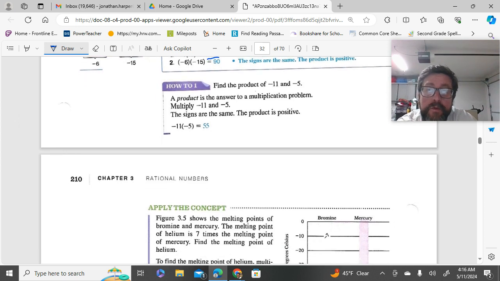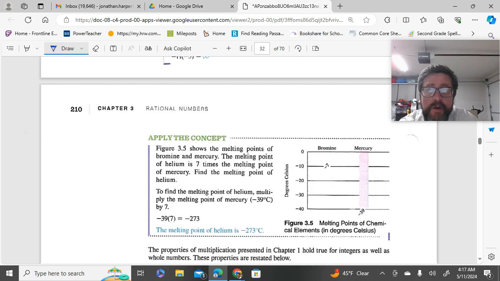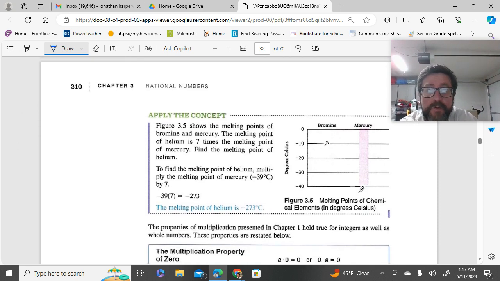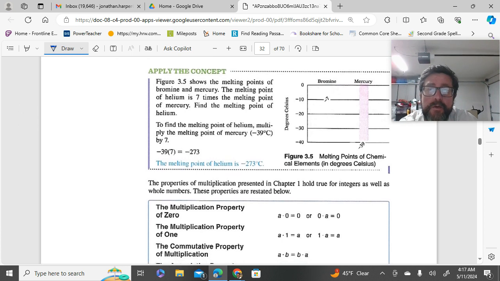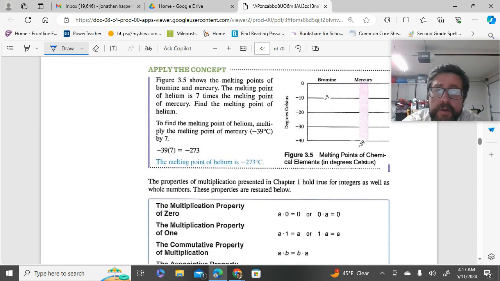A product is an answer to a multiplication problem. Remember that. I kind of went over that a little bit at the beginning. A product means multiplication. So if you're reading and it wants to know the product, it's automatic multiplication. Okay, apply the concept. I'm going to try to go over this a little bit faster.